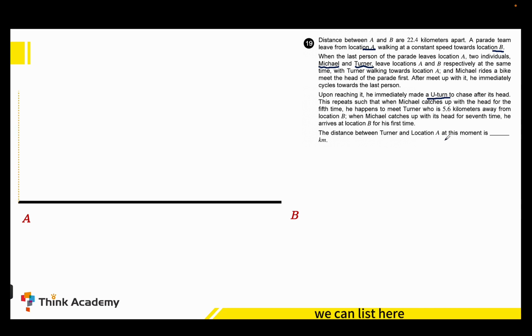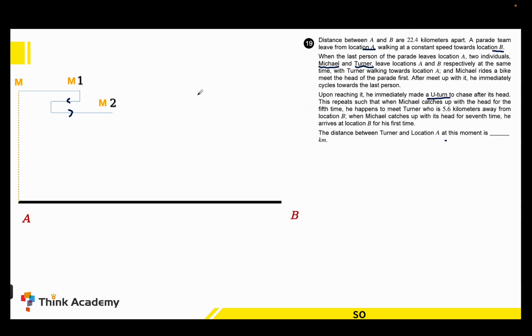So we can list here, this is Michael, and Michael will chase up the first guy in the team. So he will come here, and I will use M1 to label that, when Michael catches up the first guy in this team the first time. And Michael will have a U-turn, right? So U-turn, come back here, and then come here to chase up the first guy again. When Michael meets the first guy, I can label it as M2.